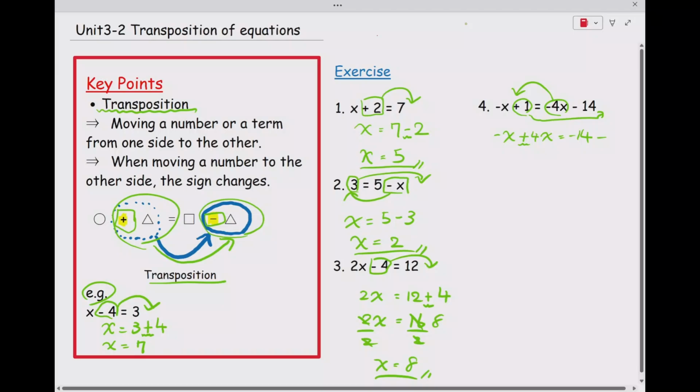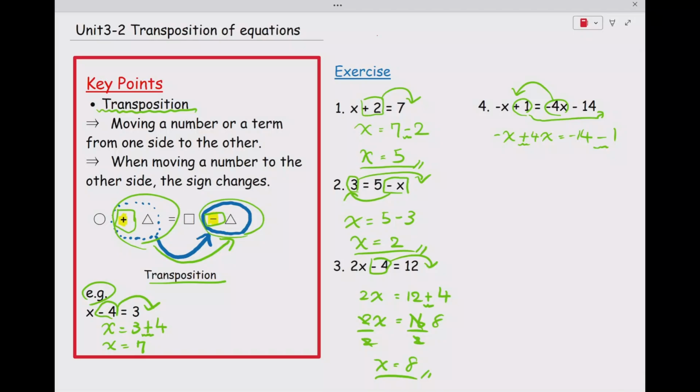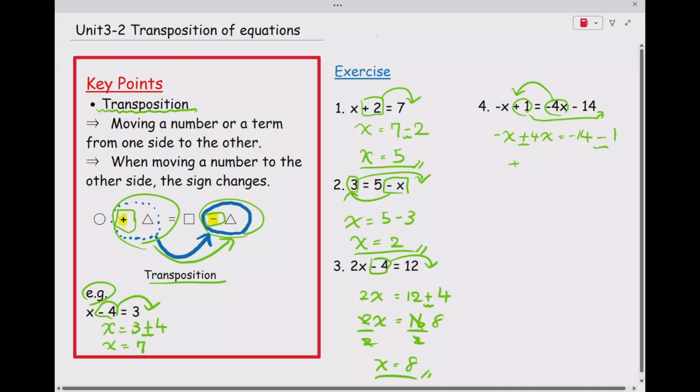So the original equation becomes minus x plus 4x equals minus 1 minus 14. If we compute both sides, respectively, we get 3x equals minus 15. And dividing both sides by 3, the answer would be x equals minus 5.